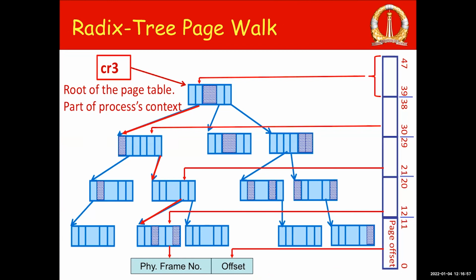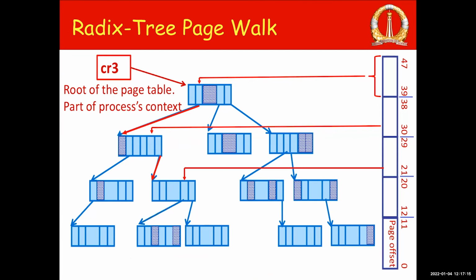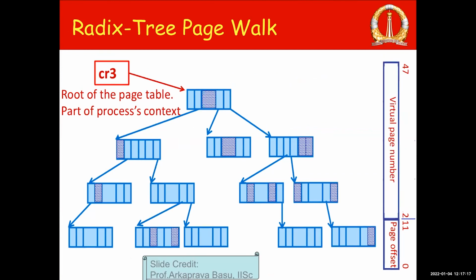Radix tree is not an option. I mean, it's not an alternative. It's the only option that you have. When you want to support something like 48 bits of virtual address space, it's not possible to have a single level page table structure. Okay, so you are comparing it with the previous single level page table structure, isn't it?